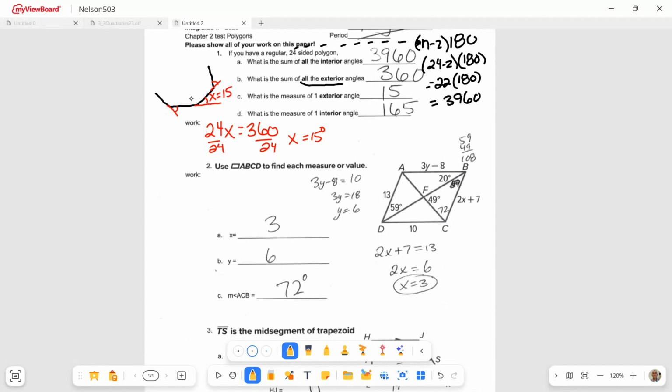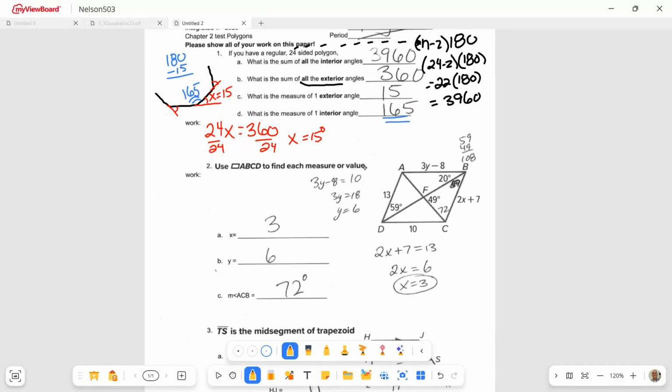That means that the interior angle right over here has to be 180 minus 15. So I go 180 minus 15. Let's see, that's going to give me 165, right? So this is 165. That's where this number comes from right there.